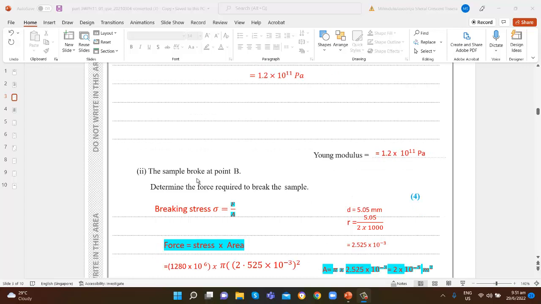So, second part, the sample broke at point B. Determine the force required to break the sample. So breaking stress sigma is equal to F over A. But they are asking for force now. So you have to rearrange this formula, the normal formula, to what they are asking. It is force equals stress into area.